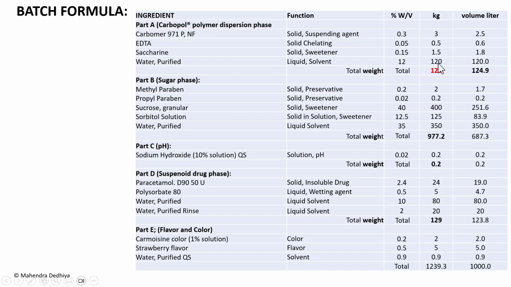Part A is 125 kilos and the volume is 124.9. We can estimate mixer capacity and optimize that. Sugar phase is 977 kilos. It has denser materials such as sorbitol and sucrose, and its volume is 687.3 liters. Part D is 129 kilos. Its volume is calculated at 123.8 liters.